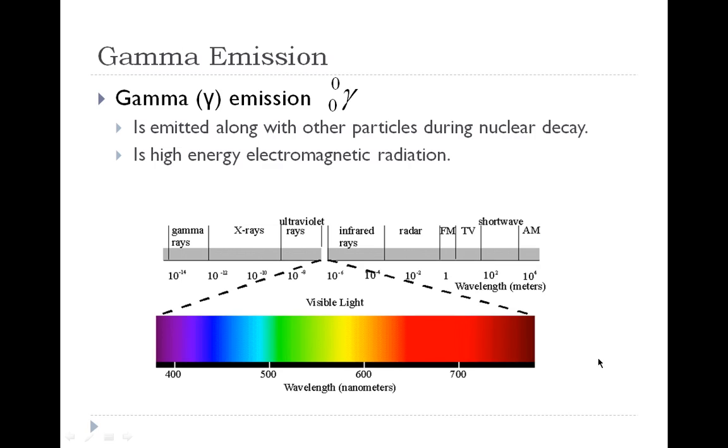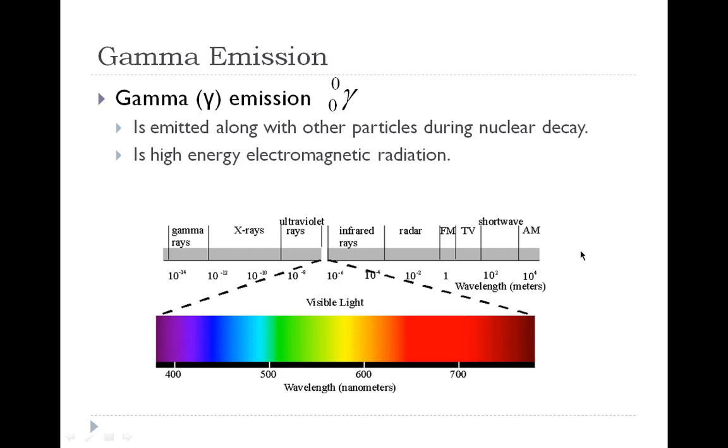Now, there's gamma emission. Gamma emission is emitted along with other particles during nuclear decay. It's high energy electromagnetic radiation. Now this picture below shows the electromagnetic spectrum. Just look at the gray part. That right there is the electromagnetic spectrum. It's energy that's measured in this unit we call wavelengths, which is the distance from one peak to another peak.